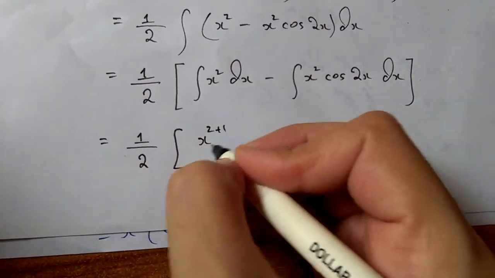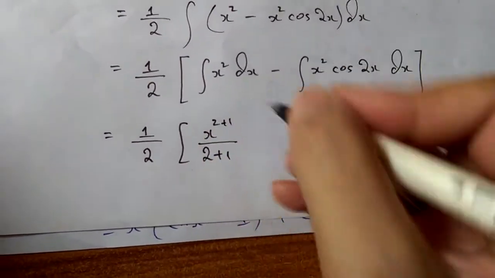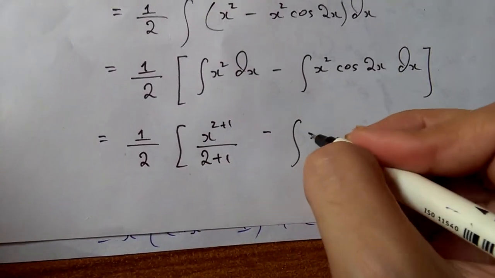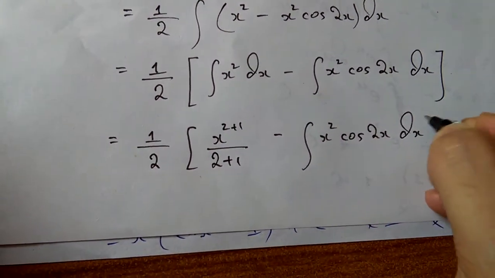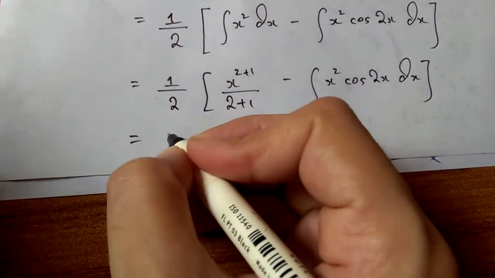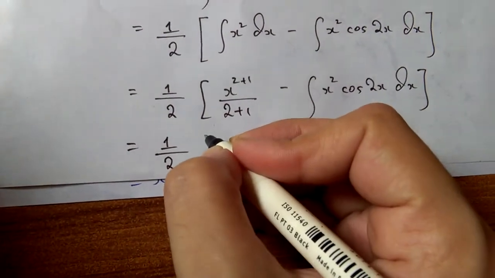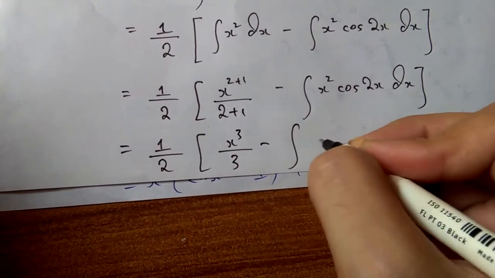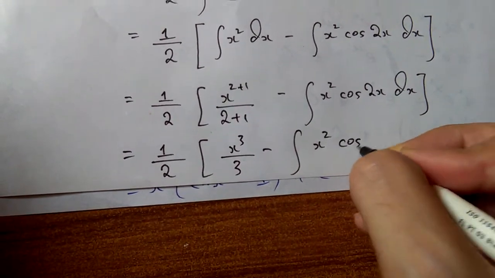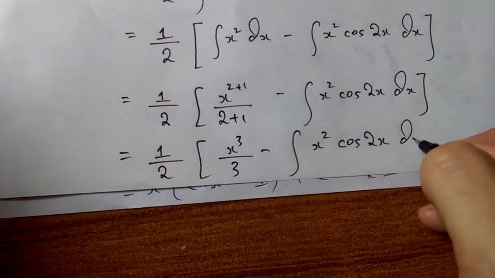Out to be 2 plus 1 upon 2 plus 1. Over here I've just applied the integral, and I'm going to copy this integral as it is because I have to apply the by parts. x cubed upon 3 minus integral x squared cosine of 2x d of x.